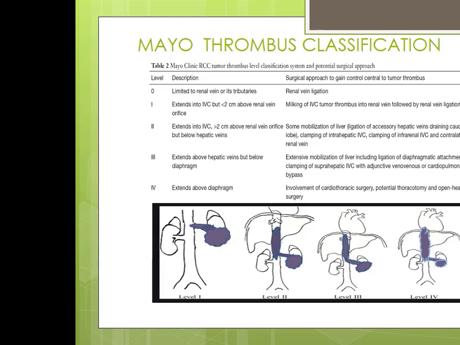In level 3, the tumor thrombus extends above the hepatic veins, but it lies below the diaphragm. In that case, we have to do extensive mobilization of the liver, along with clamping of the suprahepatic IVC with adjunctive veno-venous or cardiopulmonary bypass. Level 4 is the most dangerous tumor thrombus, and in this the tumor thrombus extends above the level of the diaphragm.